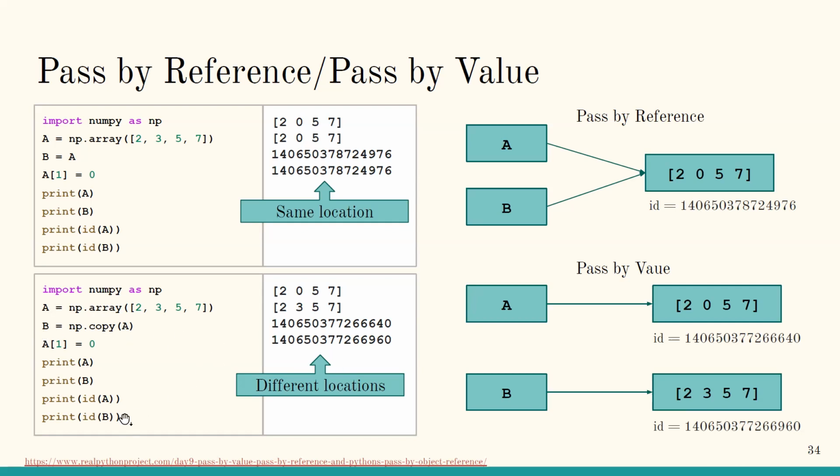The IDs, the addresses, are different locations for the bottom case here. For the upper case, they are the same location. They're the same address, right?